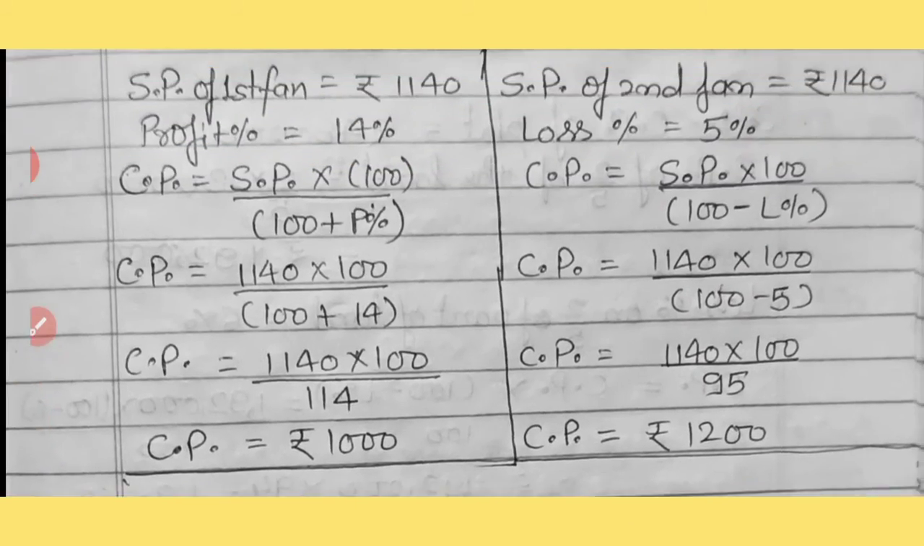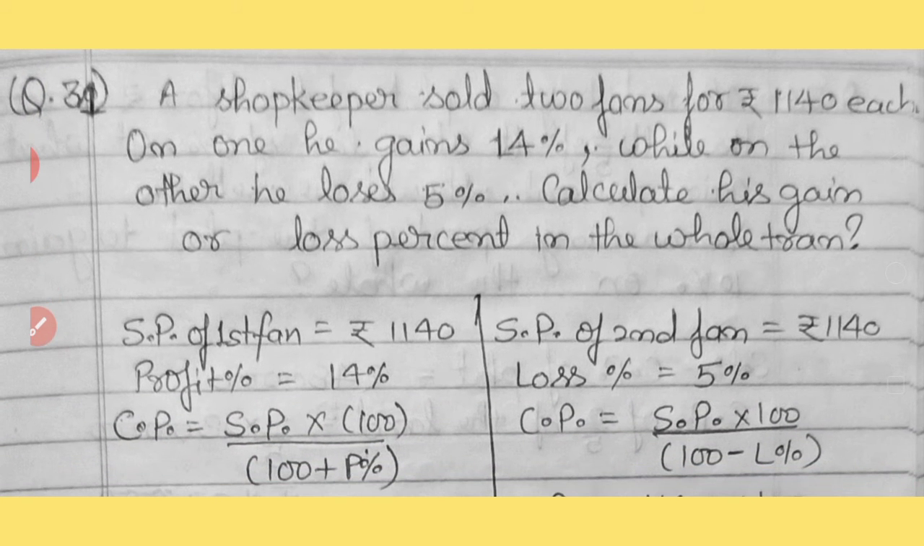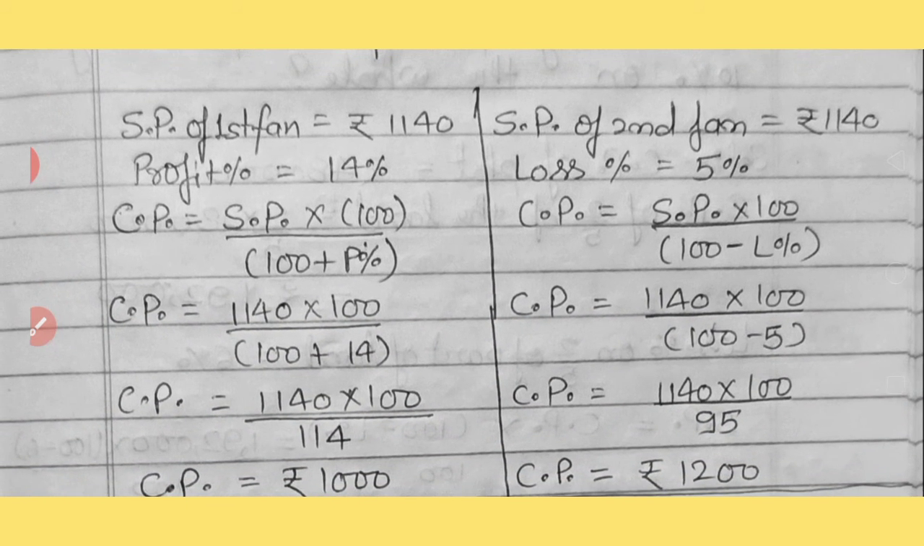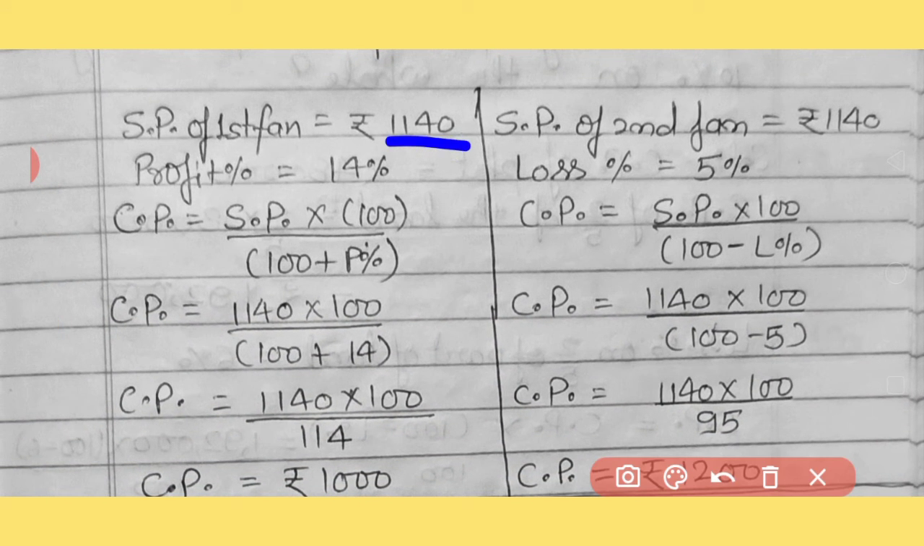Next question, question number 31. It is given that a shopkeeper sold 2 fans for rupees 1140 each. On one he gains 14% profit, while on the second he loses 5%. So calculate his total loss or gain percentage. So firstly we have to know the total selling price and the total cost price of the objects. So the selling price of the first fan is 1140. Profit is given 14% on the first fan. So we will get CP.